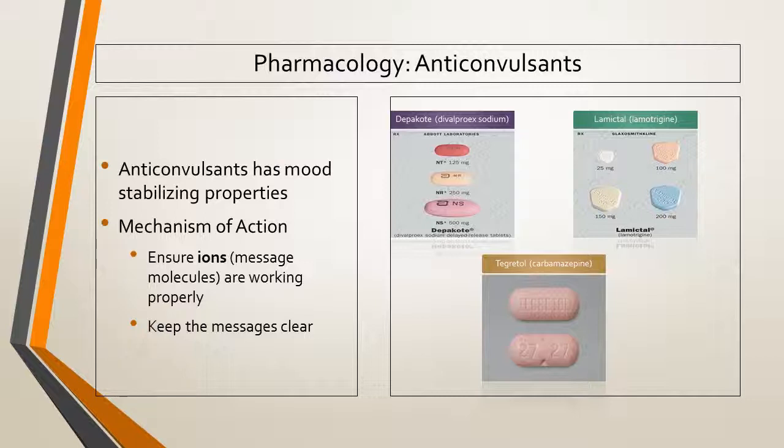One group of these medications is referred to as anticonvulsants because they commonly are used to prevent seizures and also have been shown to have mood-stabilizing properties. Drugs in this class include Depakote, Lamictal, and Tegretol. While the exact function of these drugs varies, their common characteristic is that they ensure that there are the right kind and number of ions to keep the message clear as it moves from neuron to neuron.